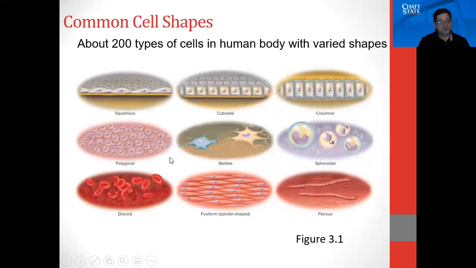Different types of cells here. We can see all shapes and sizes. We'll cover this more when we do the tissue chapter, of course, but you can definitely respect that cells have their own thing going on in each tissue. They're a little bit different.